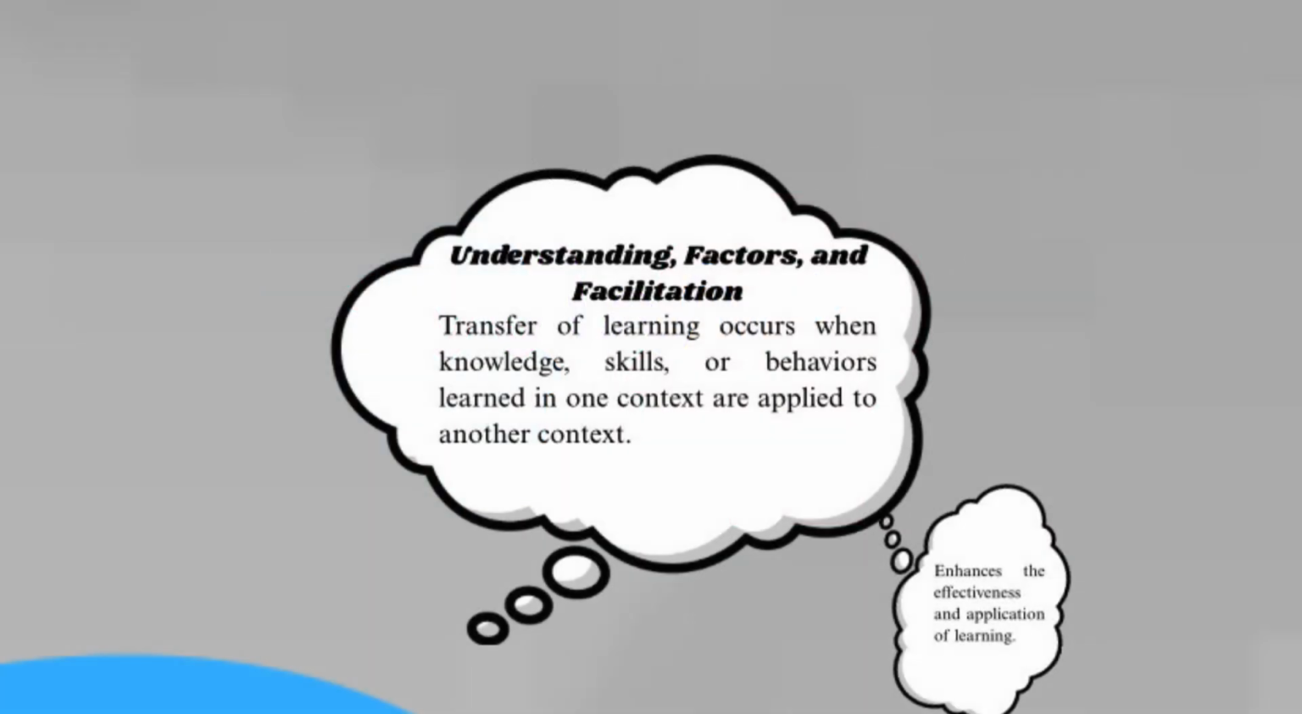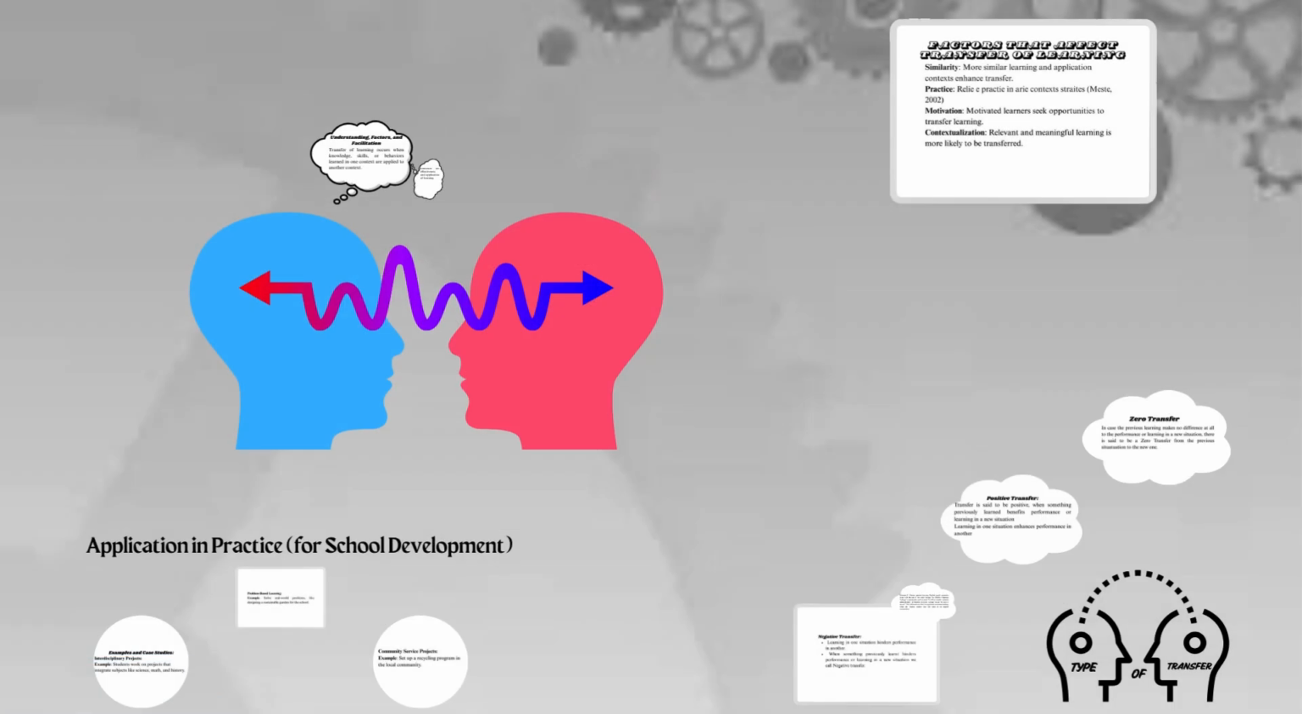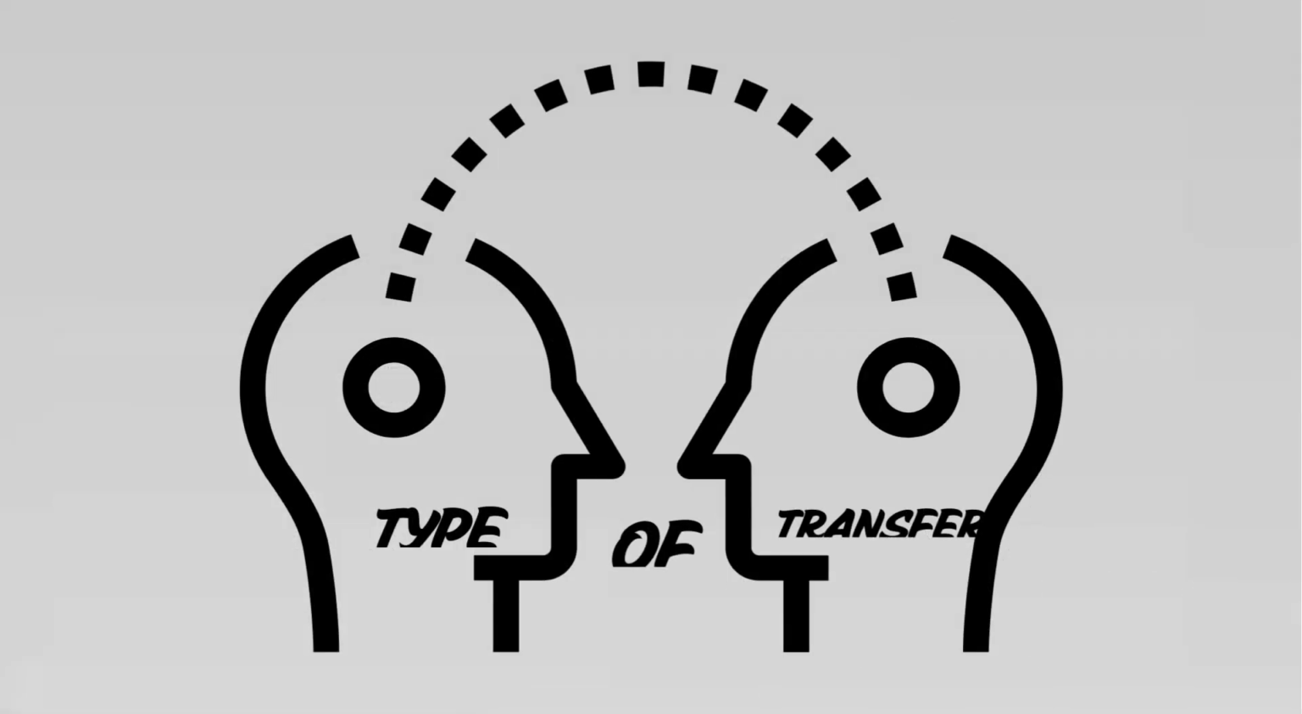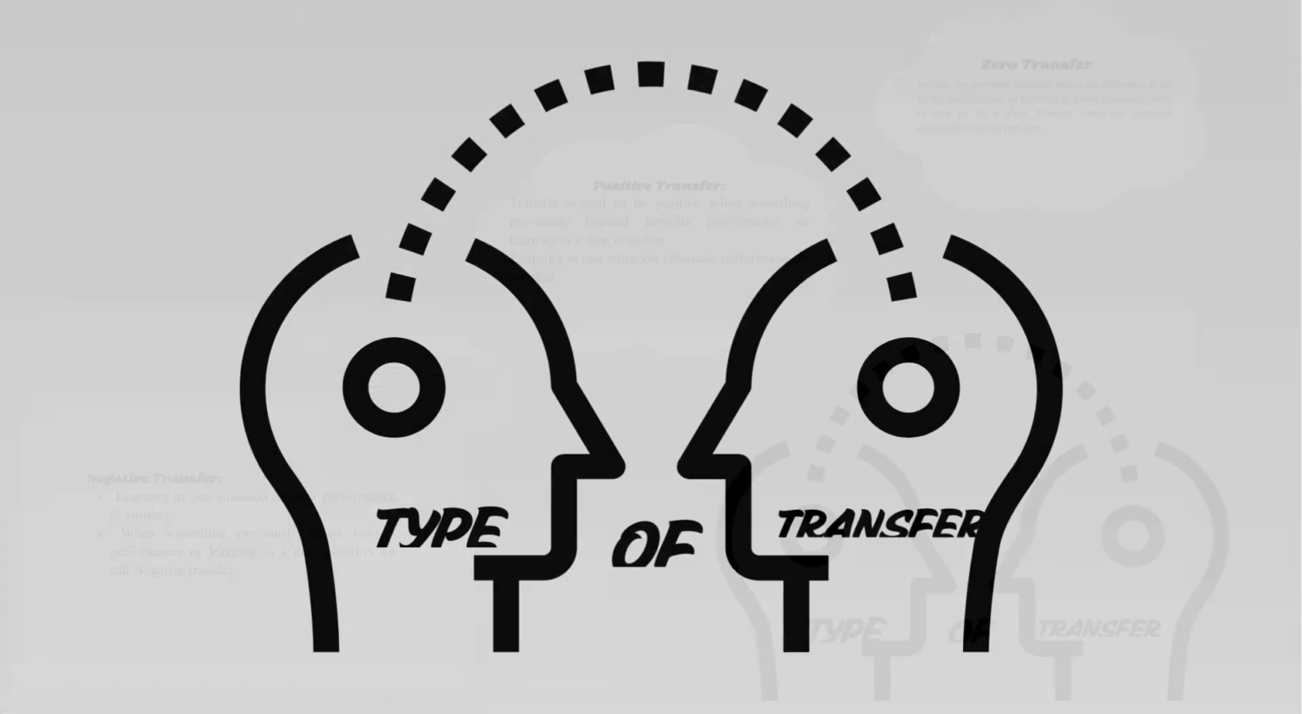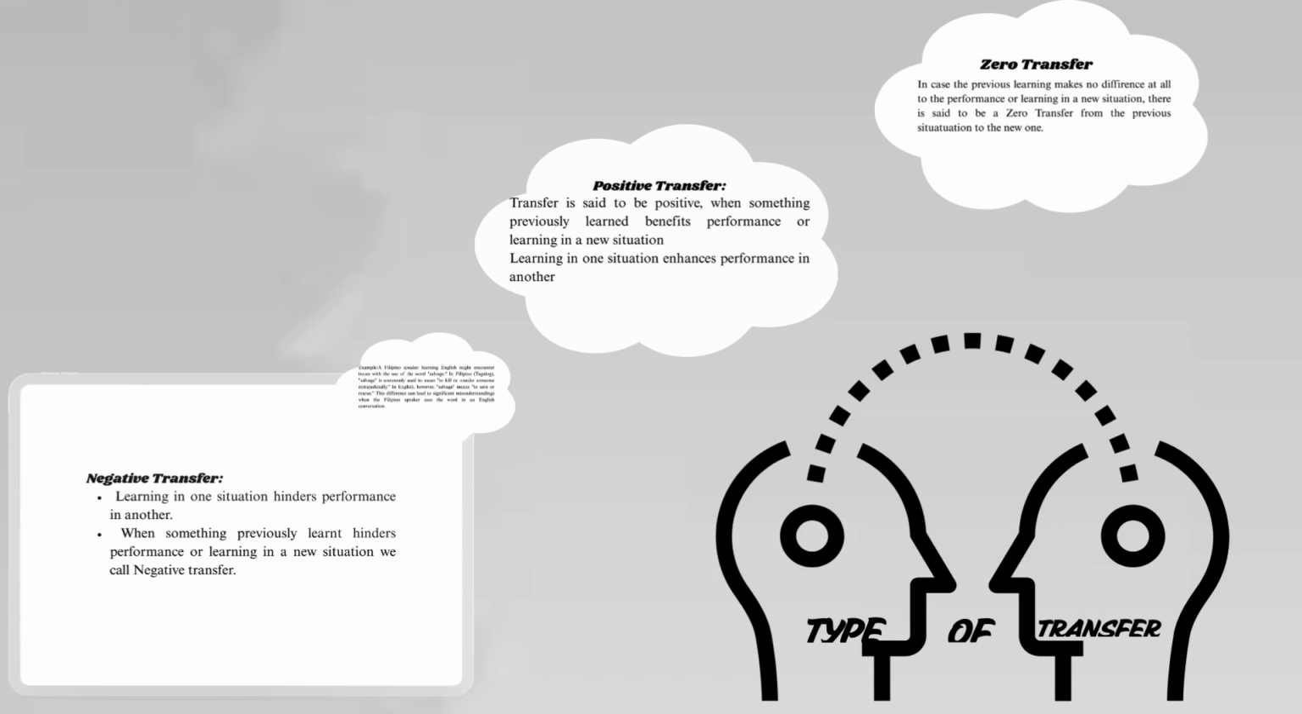First, understanding factors and facilitation. Transfer of learning occurs when knowledge, skills, or behavior learned in one context are applied to another context. Enhance the effectiveness and application of learning. The types of transfer. There are three main types of transfer: the positive transfer, negative transfer, and zero transfer.